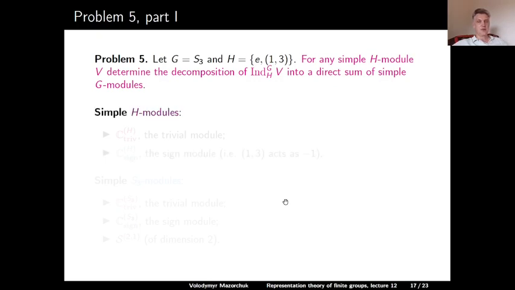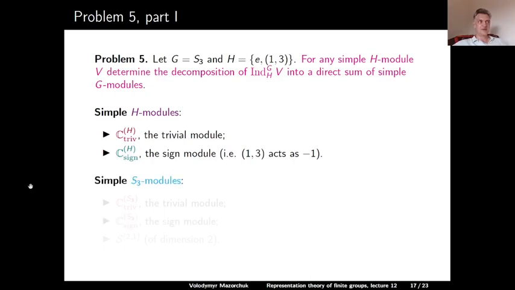So our subgroup H is very easy. It has two elements. So we know that this is a cyclic group of order 2. It has two simple modules. It has a trivial module, where both elements of the subgroup act as 1. It has dimension 1. And also we have the one-dimensional sign module. So here the non-identity element, the transposition of 1 and 3, acts as -1.